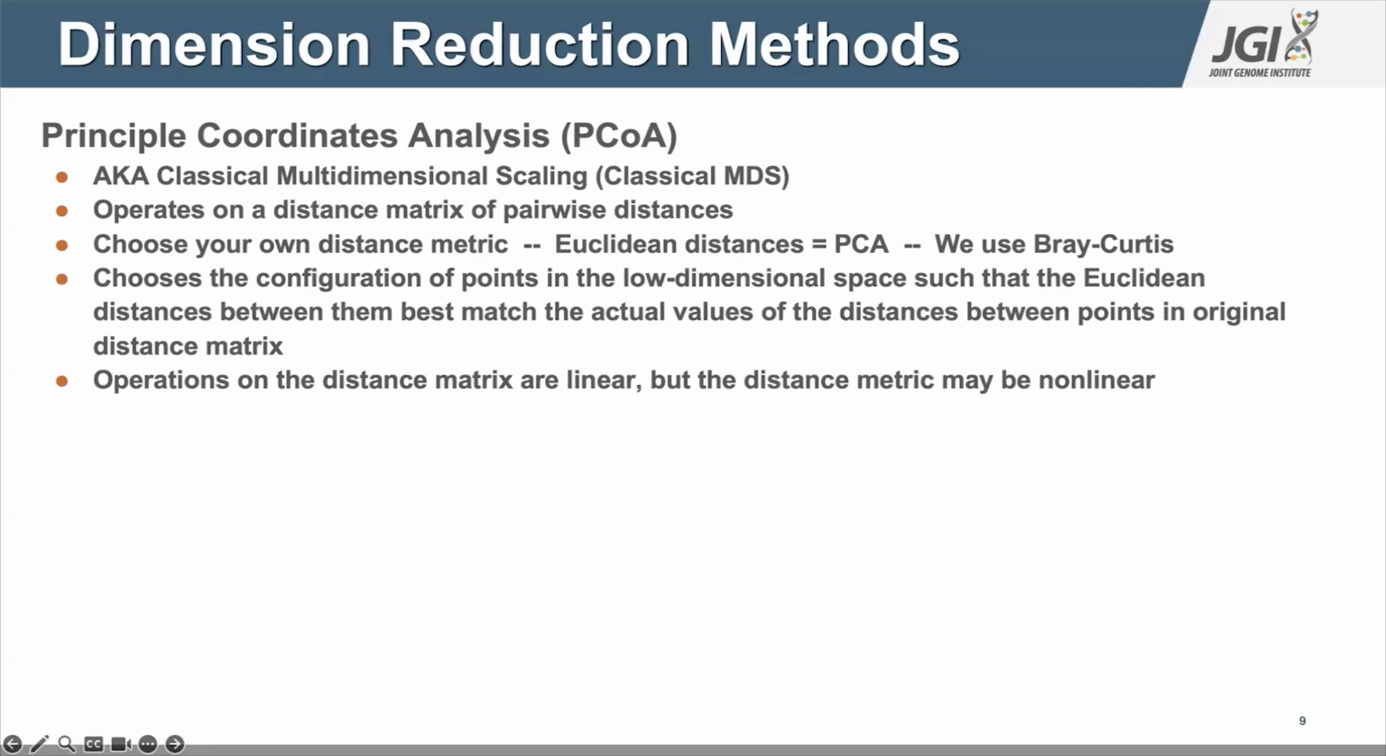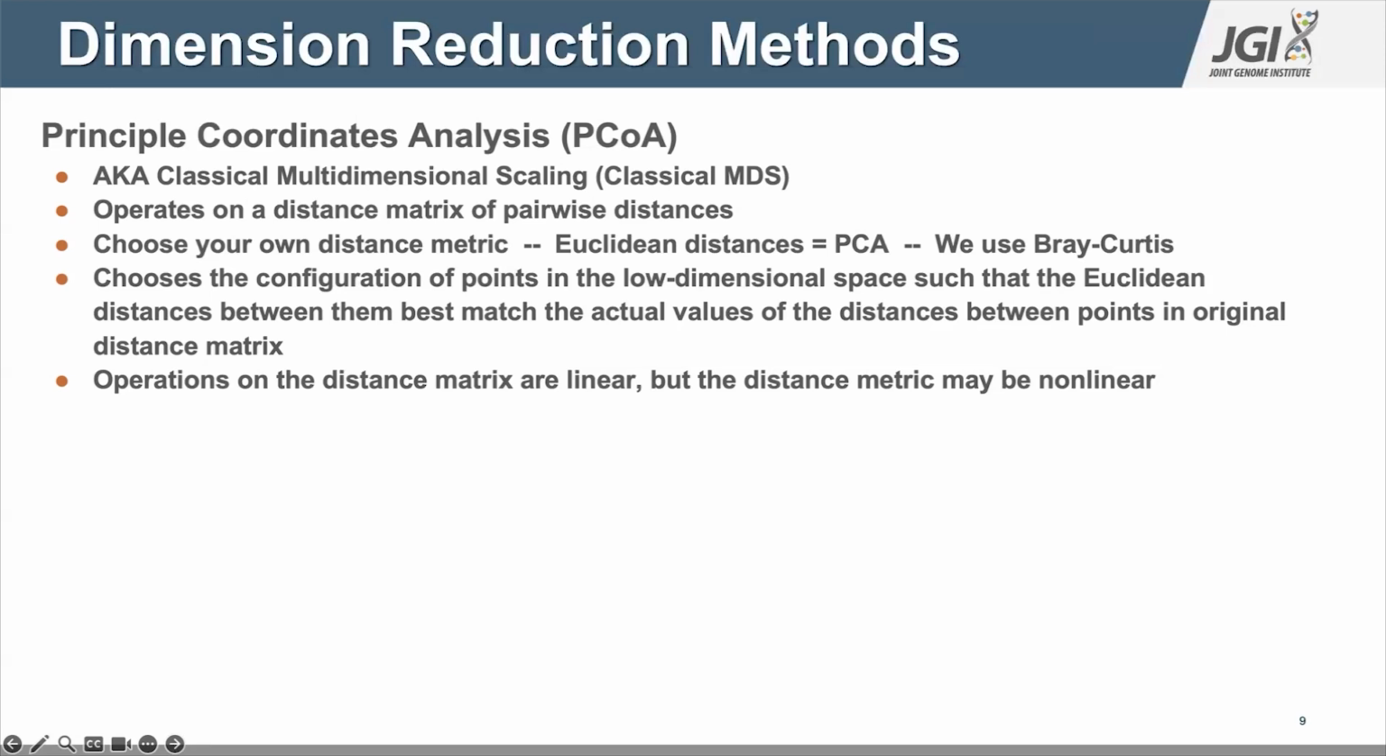The second method is principal coordinates analysis, or PCoA, which is also known as classical multidimensional scaling, or classical MDS. And this is similar to PCA, but more flexible. PCA can actually be thought of as a special case of PCoA. PCoA operates on a distance matrix of pairwise distances between the data points. And you can choose your own distance metric to build that matrix. If you use the standard Euclidean distance, then that would be equivalent to PCA. In our implementation, we use the Bray-Curtis dissimilarity. Other distance metrics that are sometimes used include the Manhattan distance and the Jaccard similarity.